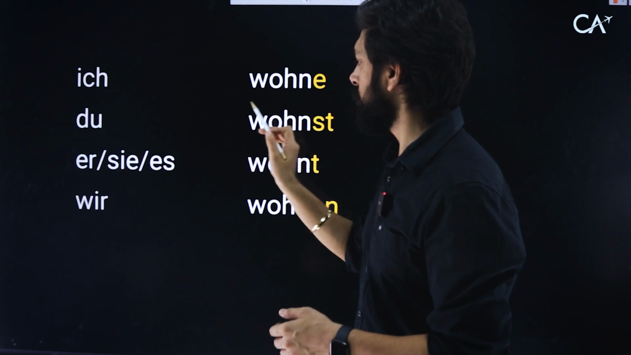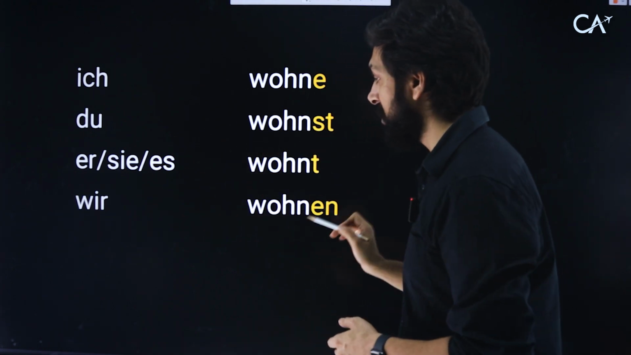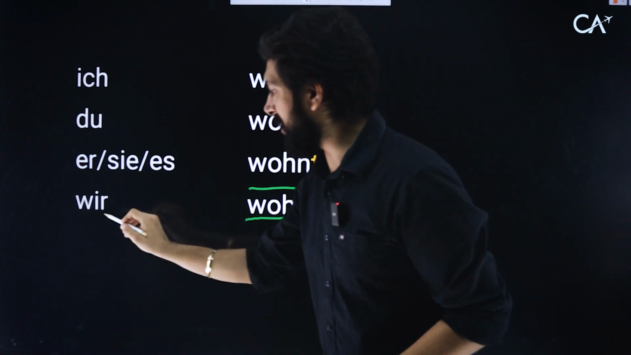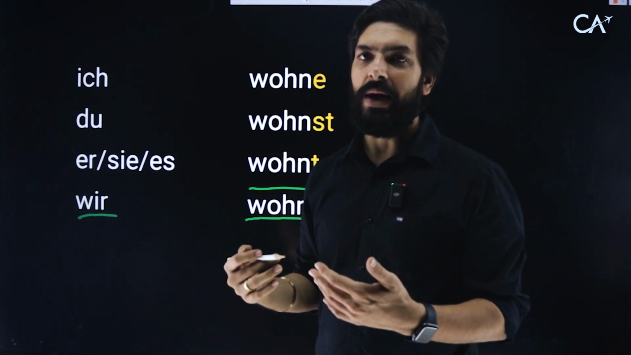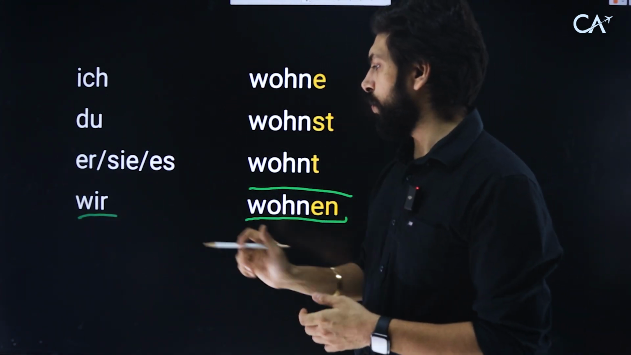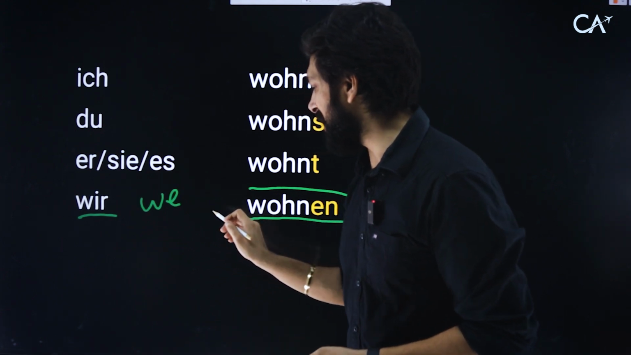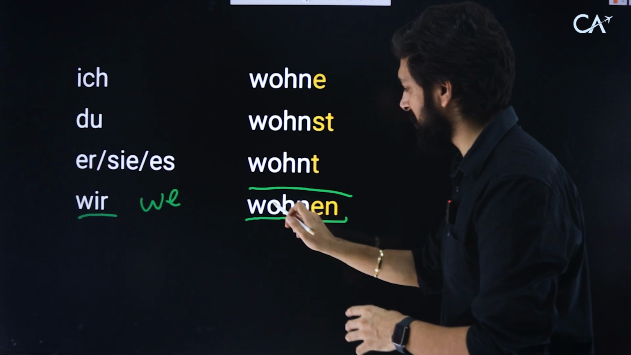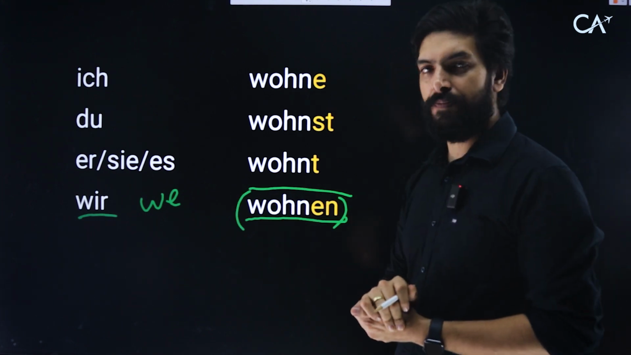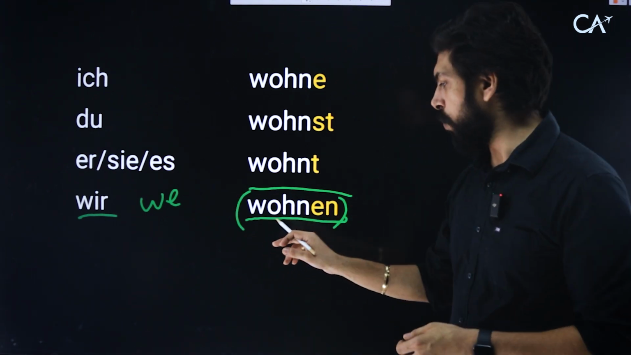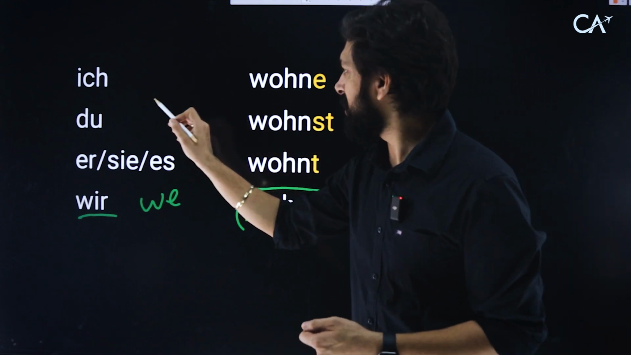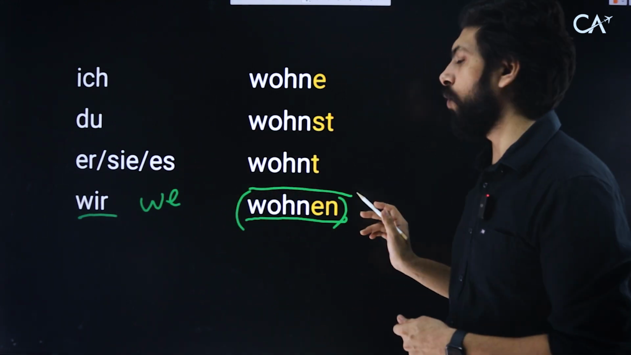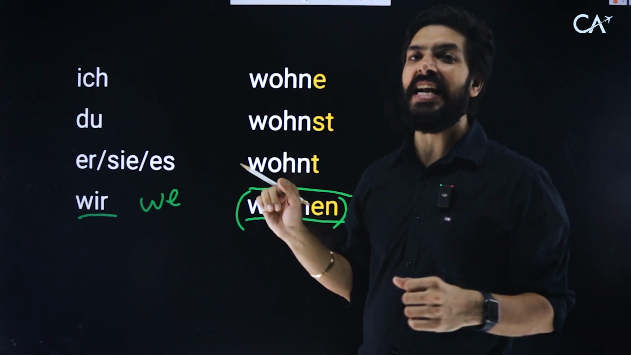So, ich wohne, du wohnst, er, sie, es wohnt, and wir, the real format. Wir means we, right? We, together, are strong, so we don't allow the verb to change. It will stay as it is in the en format. This is the infinitive format of a verb, wohnen, to live. So ich wohne, du wohnst, er, sie, es wohnt, and wir wohnen. No change whatsoever at the end of the verb.